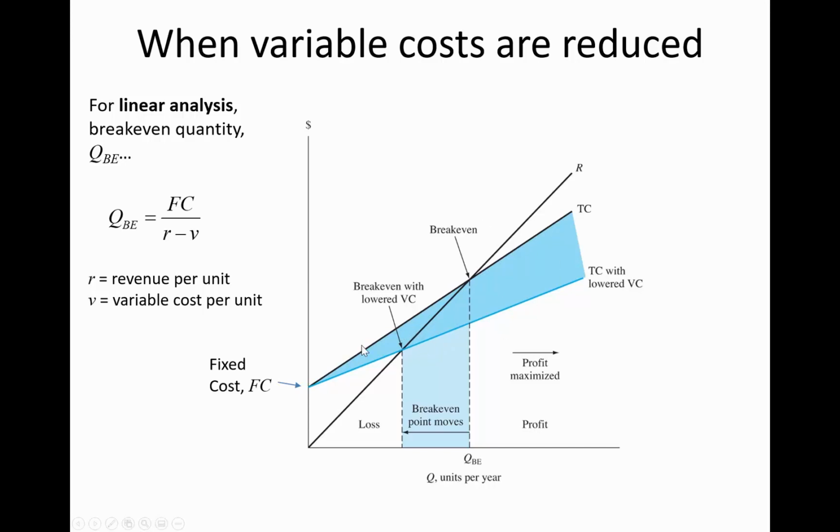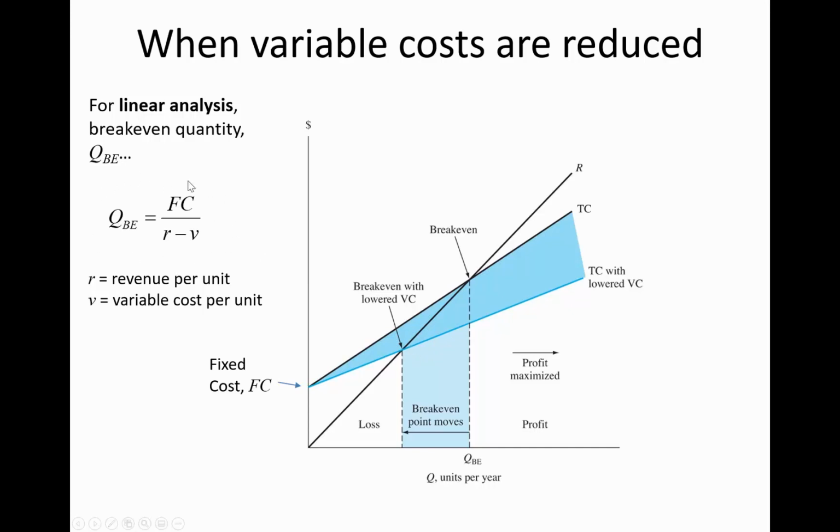So all of this graphical analysis is just a simpler way to say that if your costs go down, then you're profitable earlier. You don't have to make as many units to cover your fixed cost if your variable costs are lower. So by decreasing the variable cost per unit, that shifted the break-even point to the left.